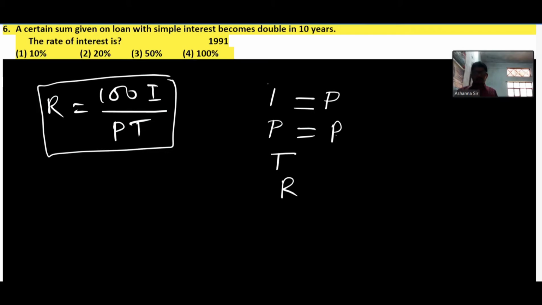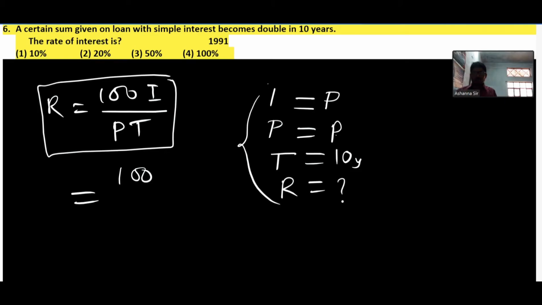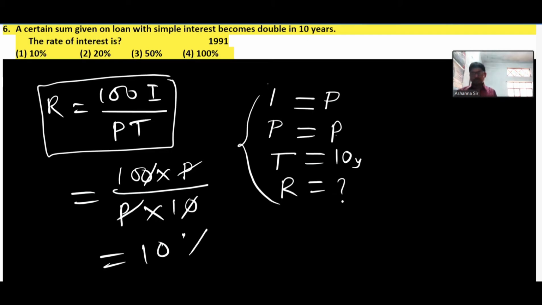So time 10 years is given here. So here we have to find the rate of interest. So 100, here we have to substitute these values. 100 into interest P, principal P only, time 10 years. So the zeros get cancelled, P and P cancel. So the rate of interest is 10%. So this is the answer, option 1.